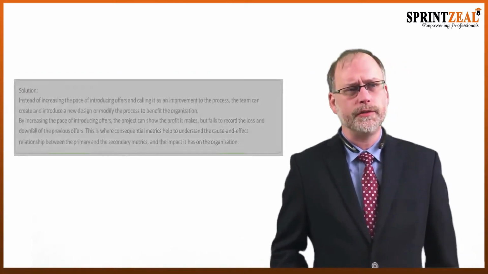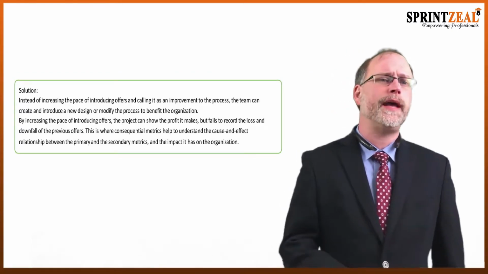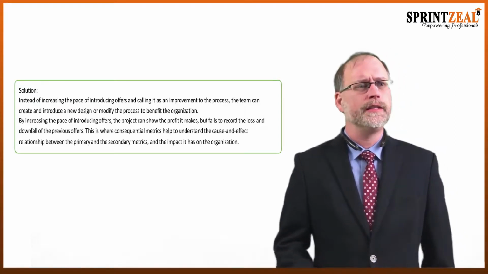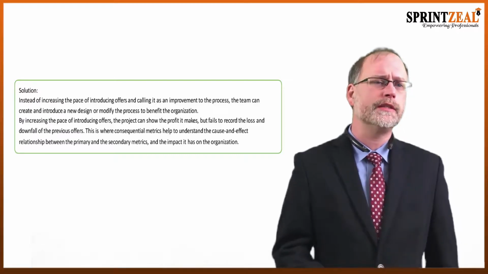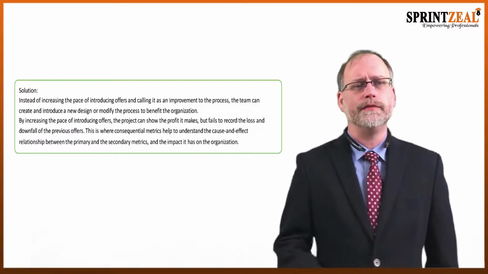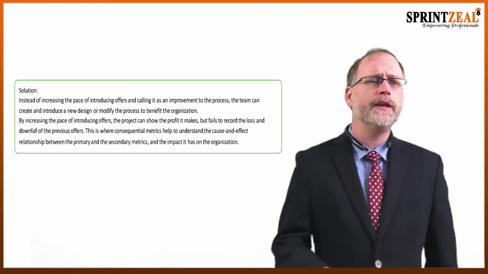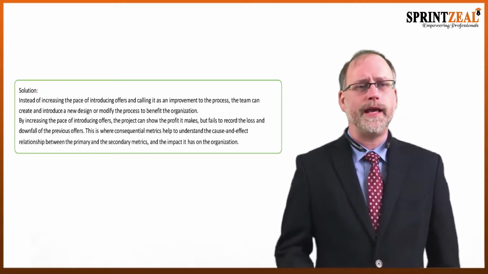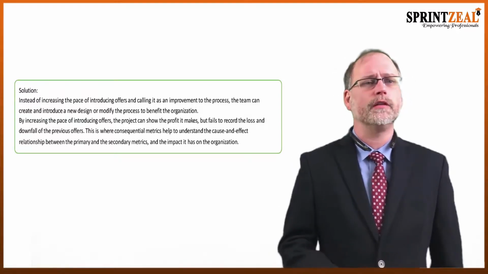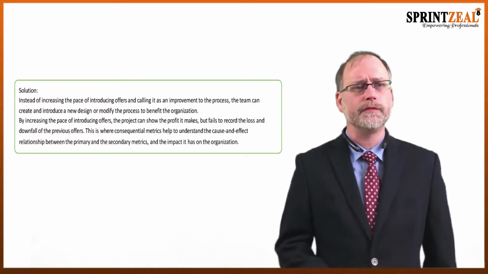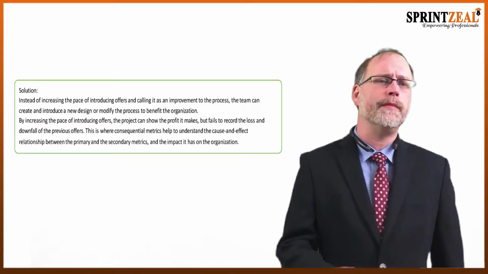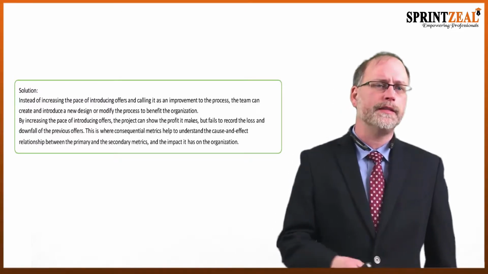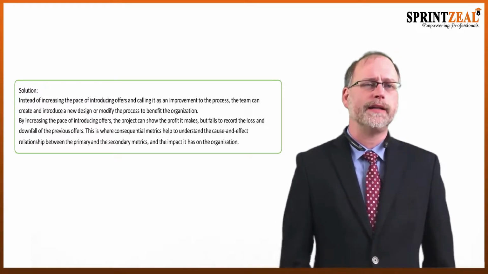So what's our solution? Well, instead of increasing the pace of introducing offers and calling it an improvement to the process, the team can create and introduce a new design or modify the process to benefit the organization. By increasing the pace of introducing offers, the project can show that a profit is made, but it also fails to record the loss and downfall of the previous offers. This is where consequential metrics help to understand the cause and effect relationship between the primary and the secondary metrics, as well as its impact on the organization.